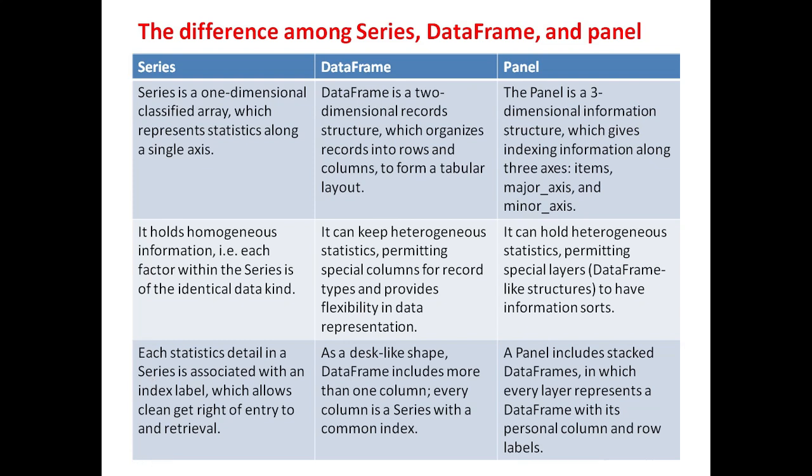In series, each data element is associated with an index label. Data frame includes more than one column and every column is a series with a column index, with a common index. And a panel includes stacked data frames in which every layer represents a data frame with its own column and row labels.